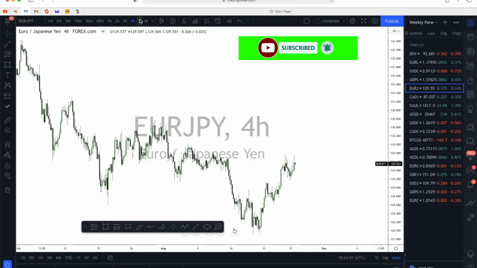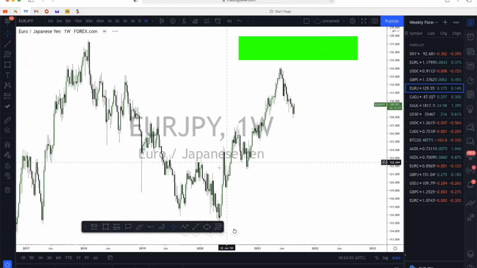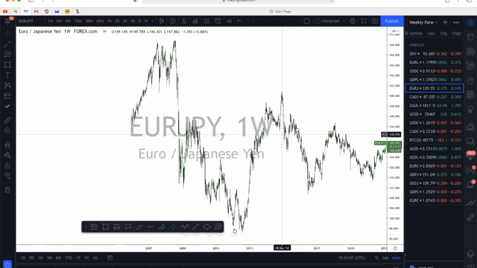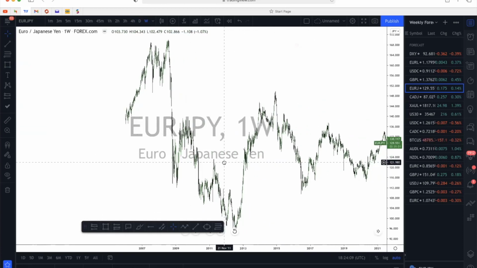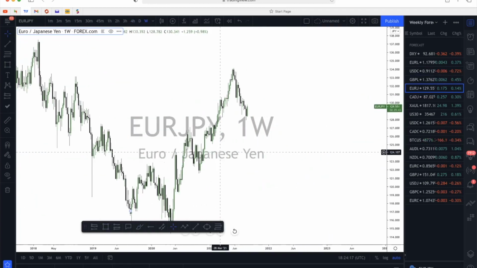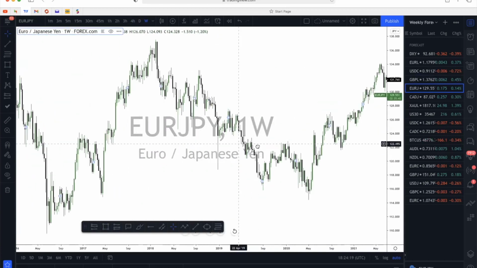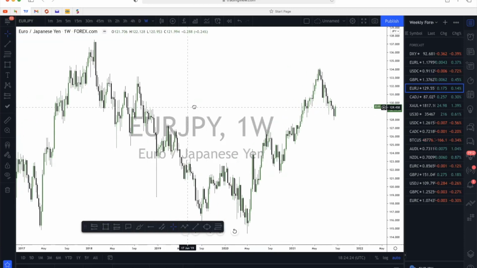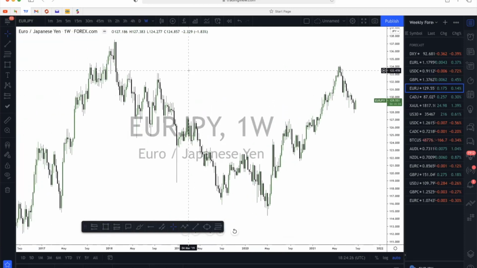For EURJPY, on the weekly time frame also, you can see what this price has been doing. Though it was bearish here, it came all the way here to break market structure, price broke down, then we can see that this price is not bullish in here. But if you look at the mini structure around this area, then we can see that it is actually bearish. But nevertheless, price actually came to retest the gap that we have here.